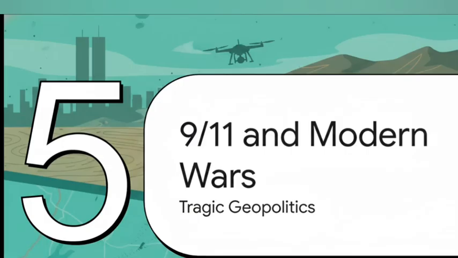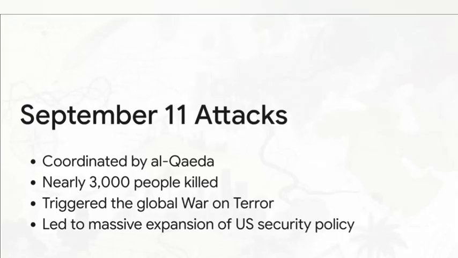Section 5. 9/11 and Modern Wars. The facts of the September 11 attacks are deeply etched into our modern history. Coordinated by al-Qaeda, these devastating attacks killed nearly 3,000 people. Geopolitically, this single horrific event acted as the ultimate catalyst for an unprecedented global shift. It immediately triggered the global war on terror and led to a massive, sweeping expansion of U.S. security and military policy around the entire world.